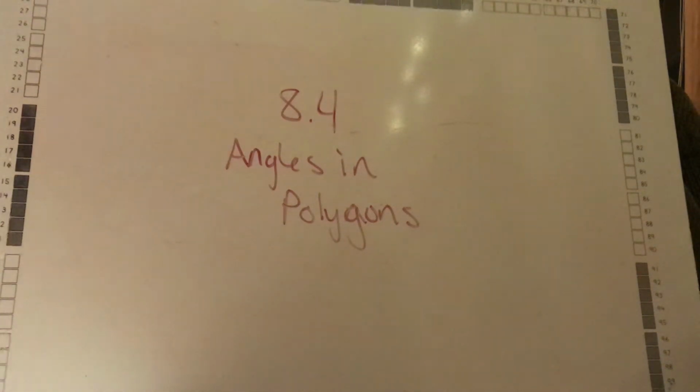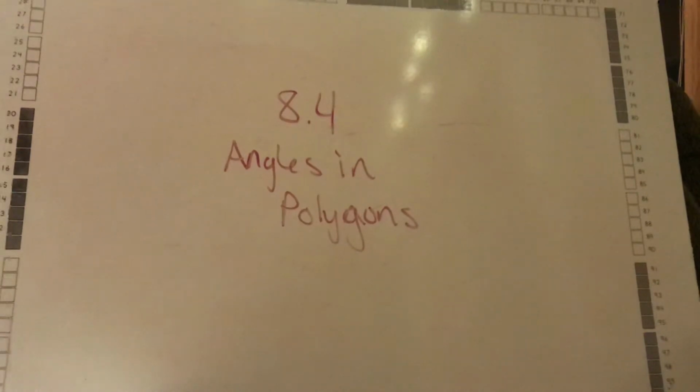In lesson 8.4, we are going to look at angles and polygons. So the basic rules of angles and polygons is that they usually add up to something. The relation between angles and lines is going to help us in our angles and polygons. The very first thing we have is a rule about triangles.